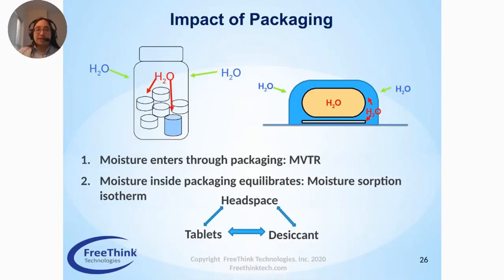So water comes inside the package based on the MVTR, and then it equilibrates with whatever is contained inside your packaging. So the tablets, if you have them, will pick up water. The desiccant will pick up water. In practice, most of the water that goes into packaging is going to end up in tablets or desiccant rather than staying in the headspace. The amount that goes into the tablets is determined by what's called the moisture sorption isotherm. So this just relates the water content of your product or of a solid to the relative humidity. It might say, okay, at 35% RH, your tablets will contain 1% water.